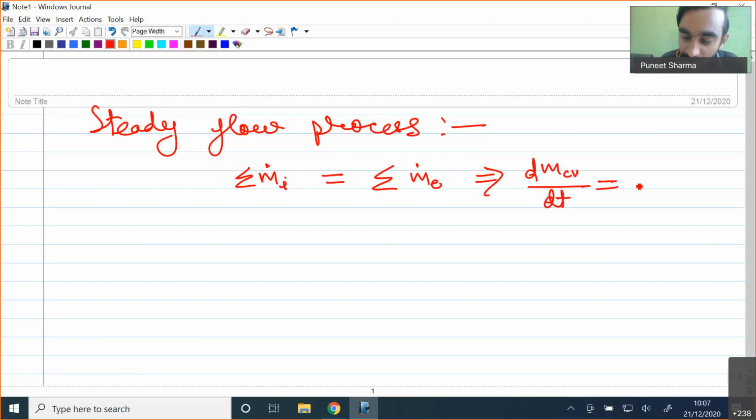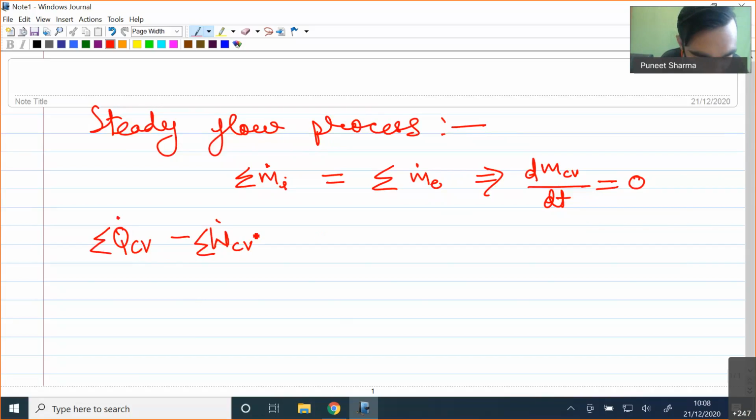If I talk about the energy equation, we have seen for a steady flow process: Q dot CV, the energy transfer of the control volume, minus the net work transfer associated with the control volume. In terms of net, I can write a summation over here if I have multiple interactions of heat and work. Here Q dot CV represents the net input minus net output.